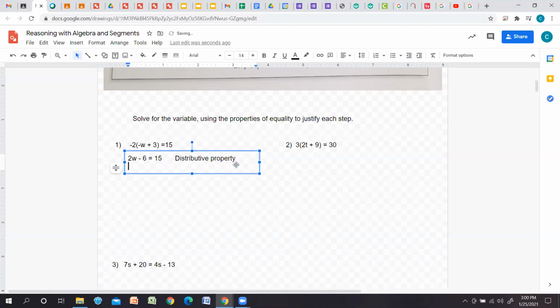Next, we can add 6 to both sides. So we have 2w equals 21 because we added 6 to both sides. That's the addition property of equality. Write it right there. Next, we divide by 2, so w equals 21 over 2. And that's the division property of equality.